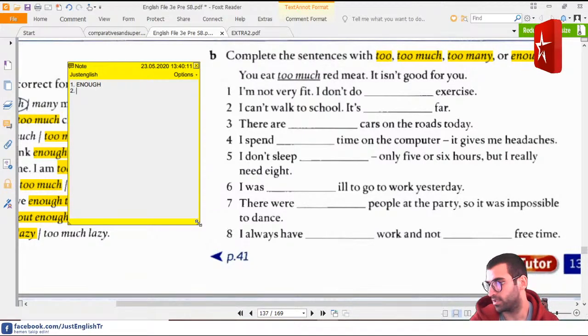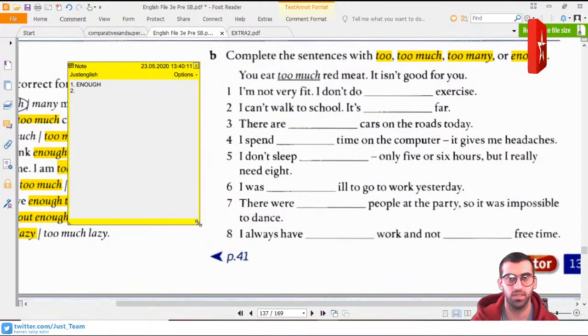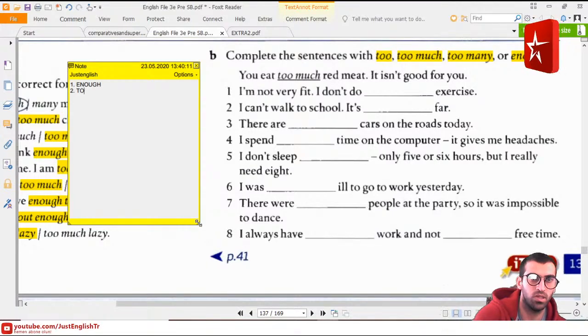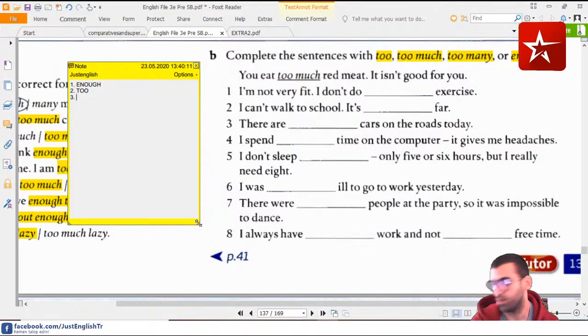Number 2, I can't walk to school. It is blah blah far. Yes, Münevver, Fatma, Minel, Sıla, Azime, Halil, Özan, your answers are correct. Number 2 is too. I can't walk to school. It is too far. And let's continue with number 3.